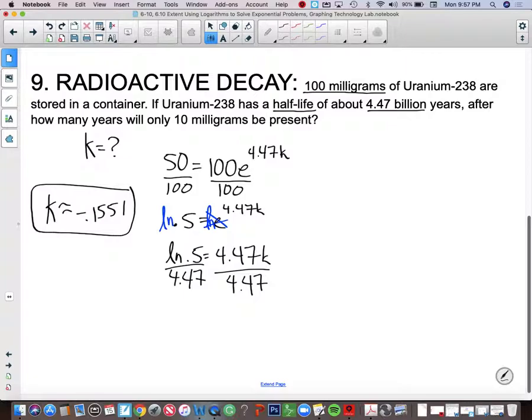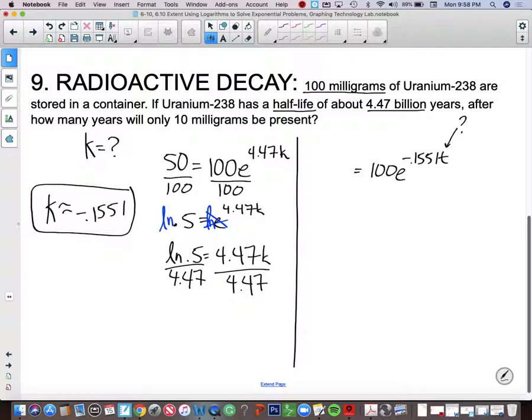So now we need to figure out how long it's going to take for our 100 milligrams of uranium-238 to turn into 10 milligrams, because it's half-life. It just keeps breaking in half and in half and in half. You could do a lot of work to figure that out, but you wouldn't get an exact number, which is what we're looking for. So, new equation here. We started with 100 milligrams. We have E to the negative 0.1551 T, because T is what we're trying to find.